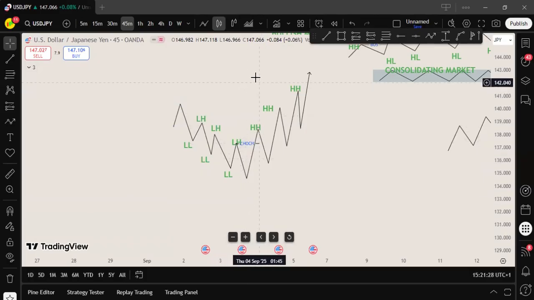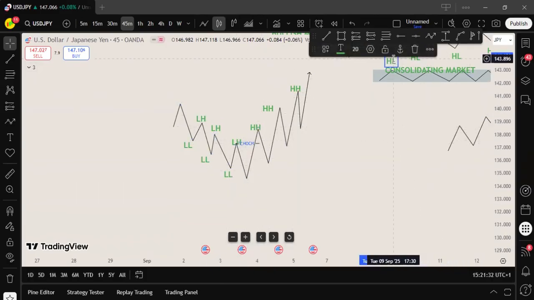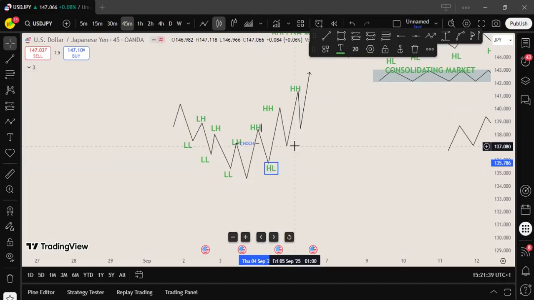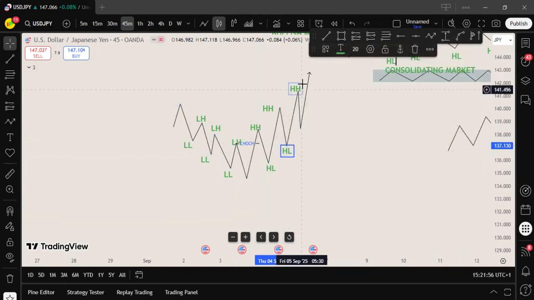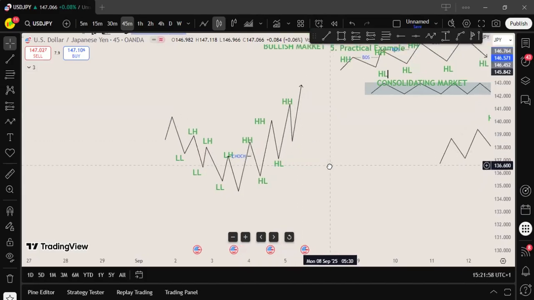They broke the high, then created a lower high, then a higher low. Then they start creating a series of higher lows, higher highs, higher lows, higher highs, higher lows.